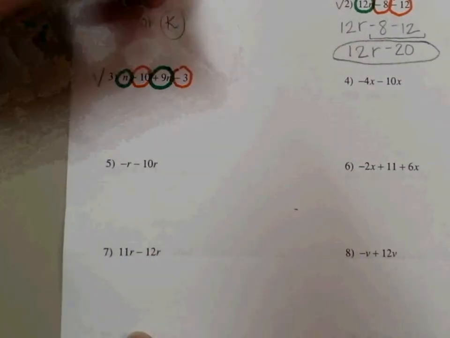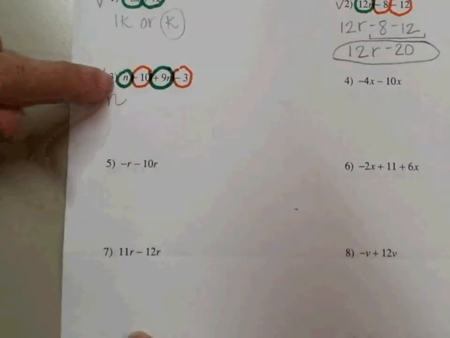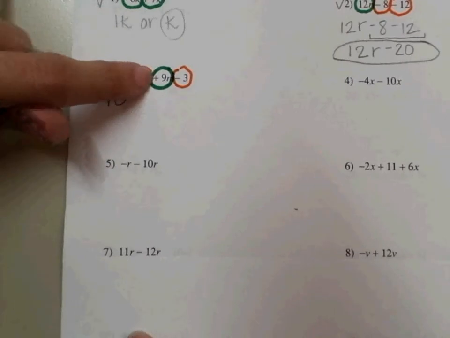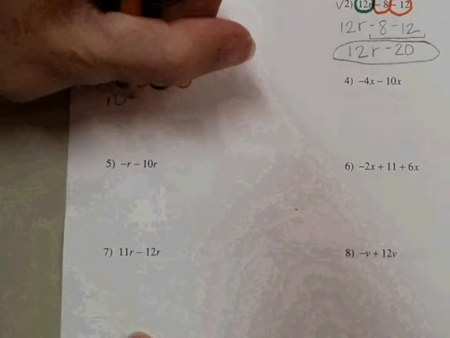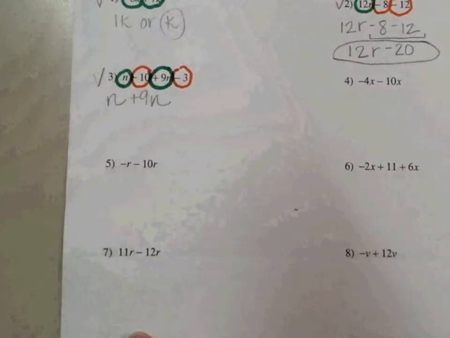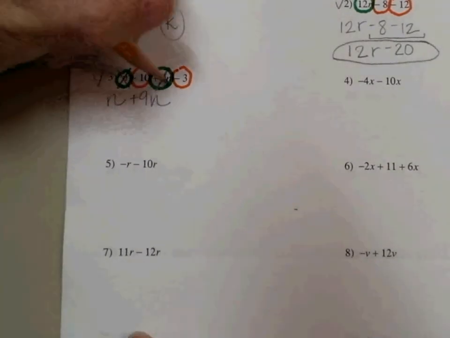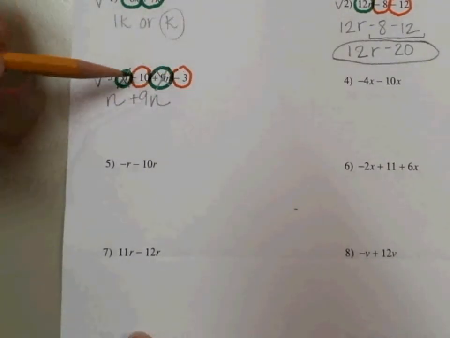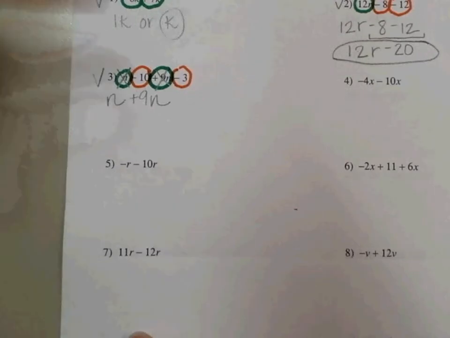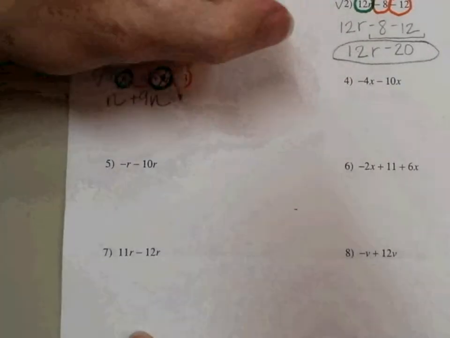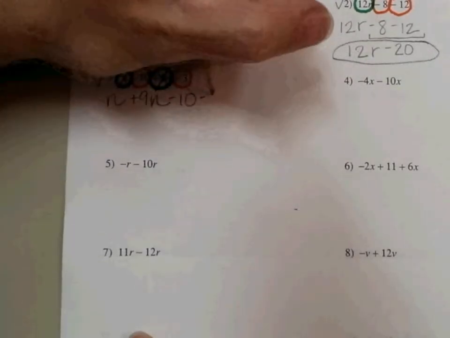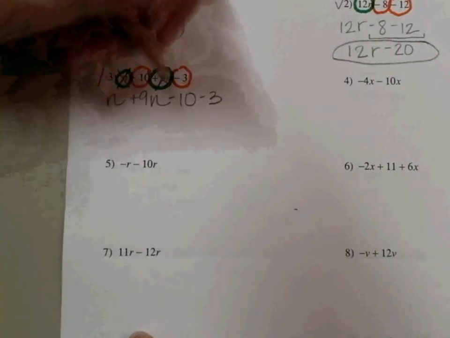So I'm going to read from left to right. I have an n here, and then the next n that I circled in green is right here, plus 9n. Now I've taken care of those. All I have left are my units, my negative 10 and my negative 3. So again, I'm just going to read left to right. I'm going to bring down that negative 10 minus 3.